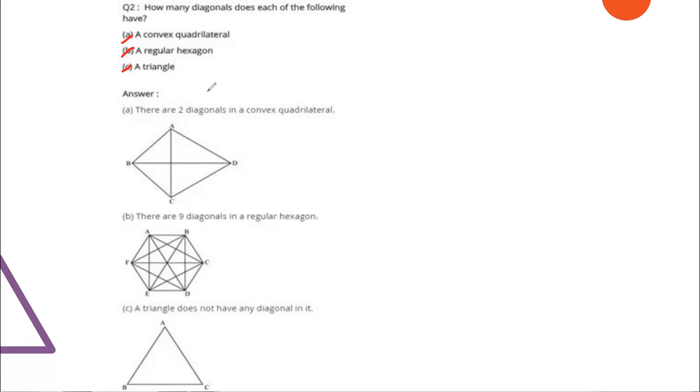Alright. Now, a convex quadrilateral is a shape or figure having four sides. So what do you mean by convex? That's quite simple. Convex is nothing but outward. A shape which has outward direction. In this sense, this has outward.